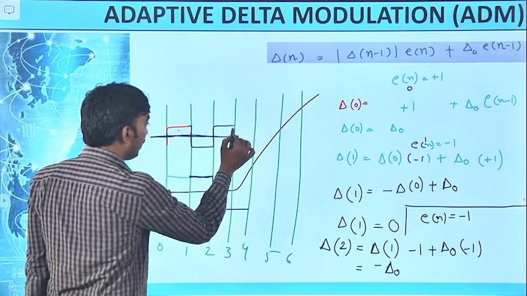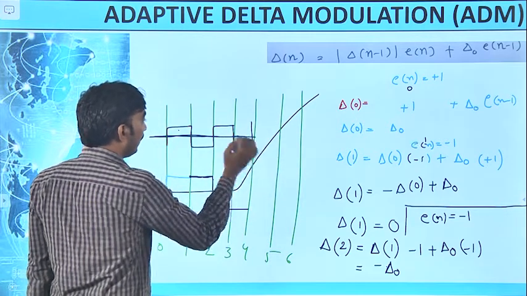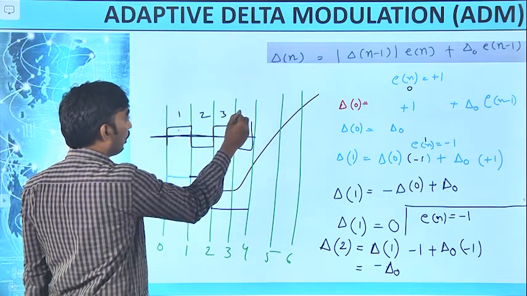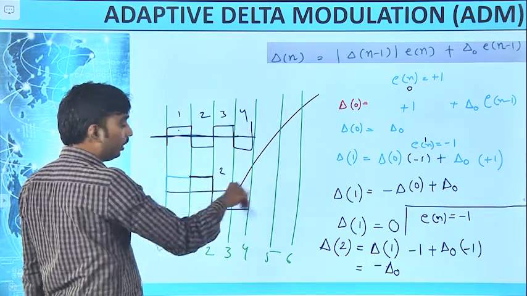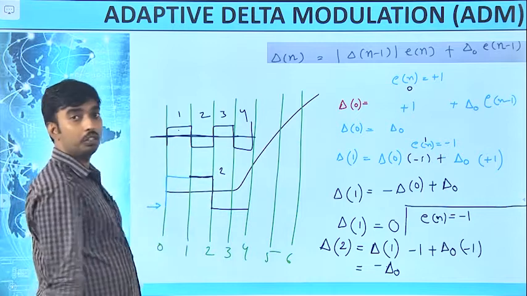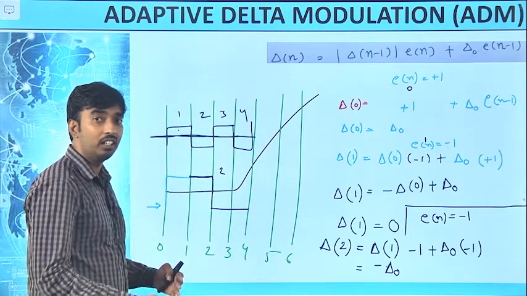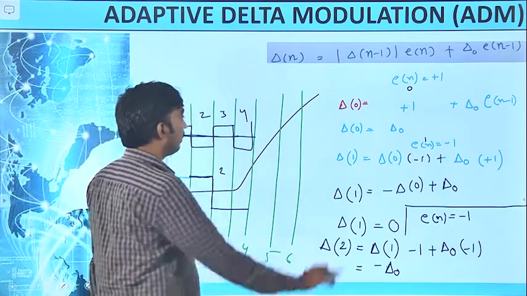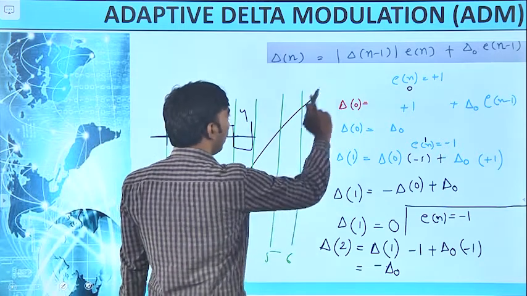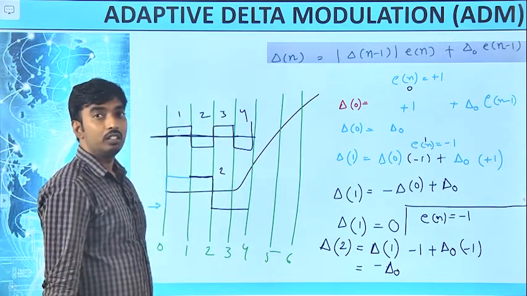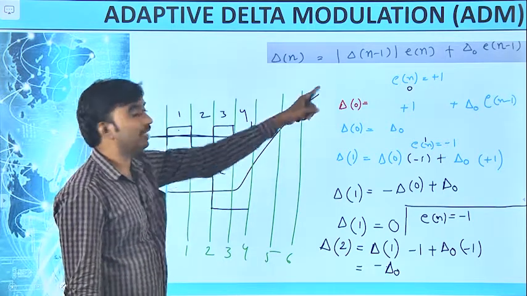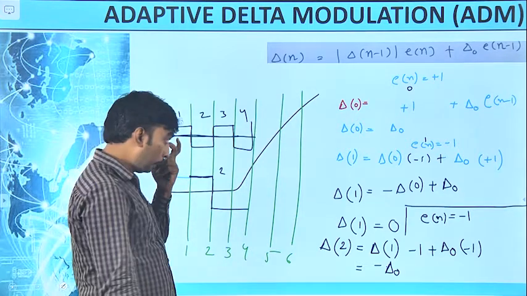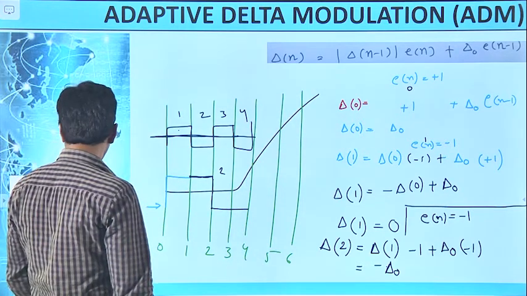Now whereas if you see here, the signal is fluctuated 4 times. Here the signal is fluctuated only twice. That's how I can reduce the granular noise. Whereas when the signal is rising, I am going to analyze here.